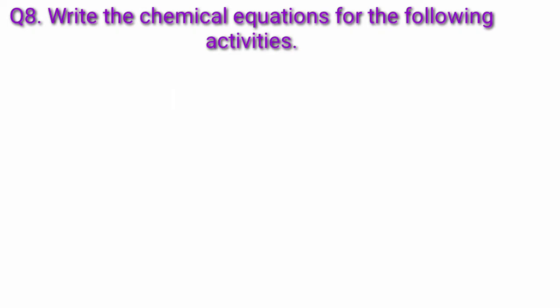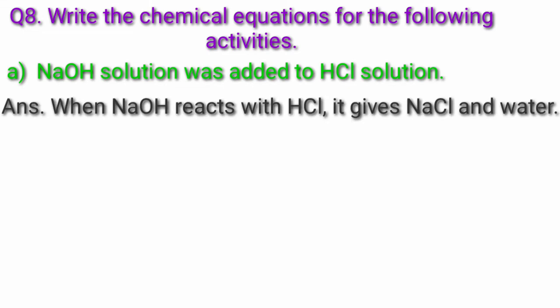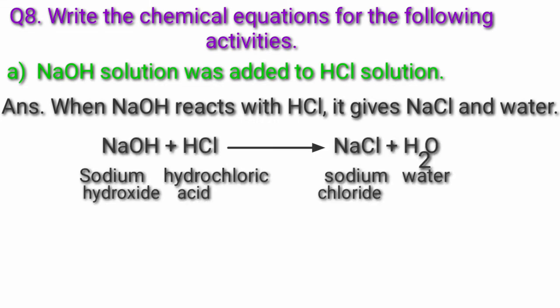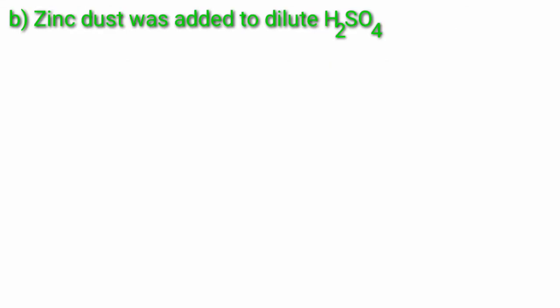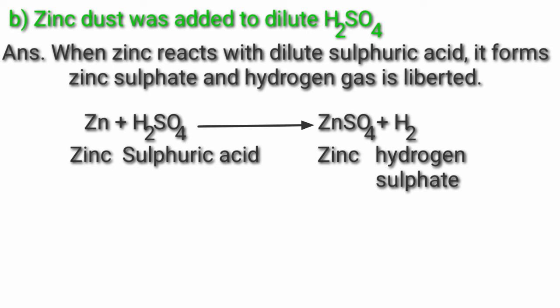Next, question 8. Write the chemical equations for the following activities. A. NaOH solution was added to HCl solution. Answer. When NaOH reacts with HCl, it gives NaCl and water. NaOH + HCl gives NaCl + H2O. B. Zinc dust was added to dilute H2SO4. Answer. When zinc reacts with dilute sulfuric acid, it forms zinc sulphate and hydrogen gas is liberated. Zn + H2SO4 gives ZnSO4 + H2.